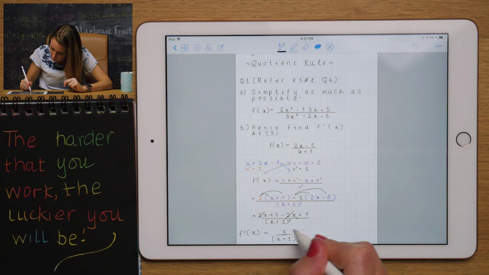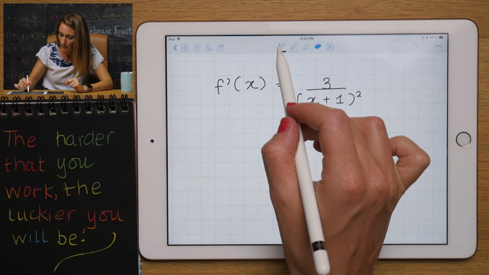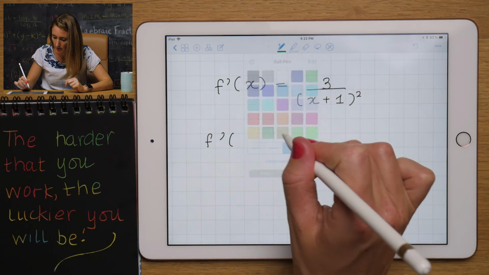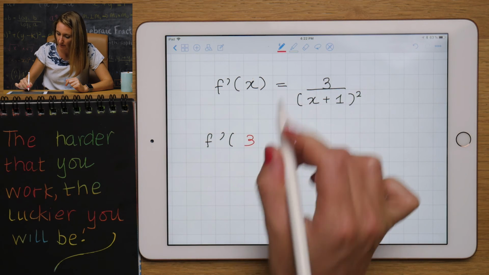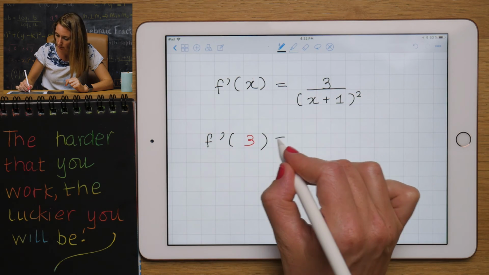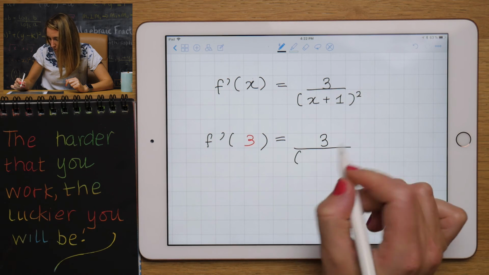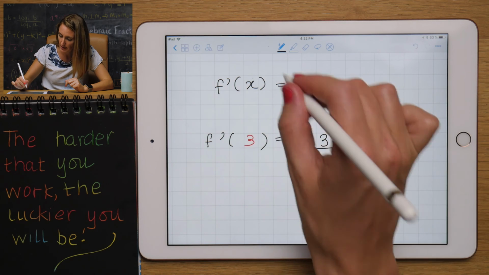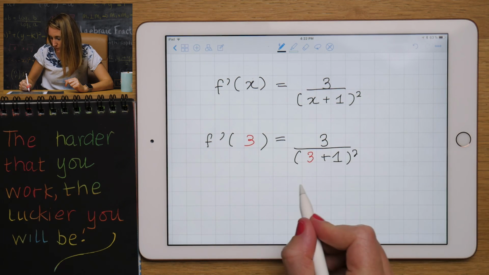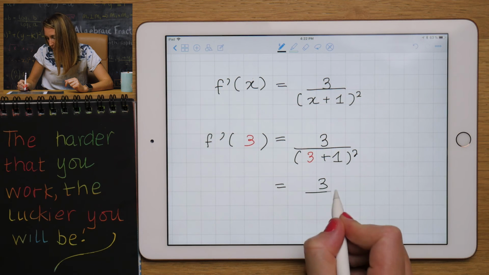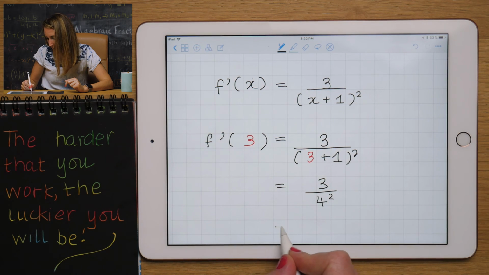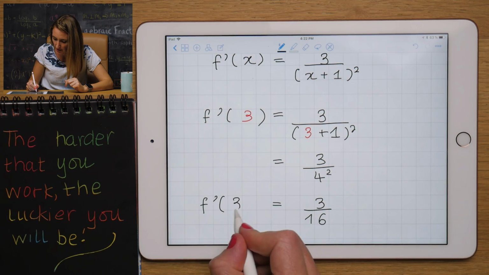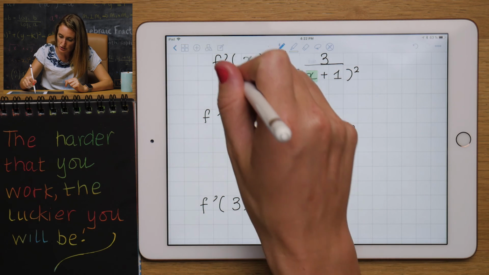So if I start from here, if I want f dash 3, I'm going to copy this, but I'm going to change the x into 3. So I'm going to have, I feel like having red, I'm going to have 3 wherever I had x. So any x's are being replaced with 3. Now brackets should be the first thing I do. 3 plus 1 is 4. And 4 squared is 16. So that will be 3 over 16 as my final answer for f dash 3.